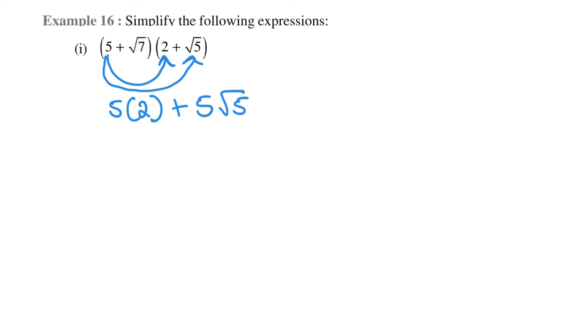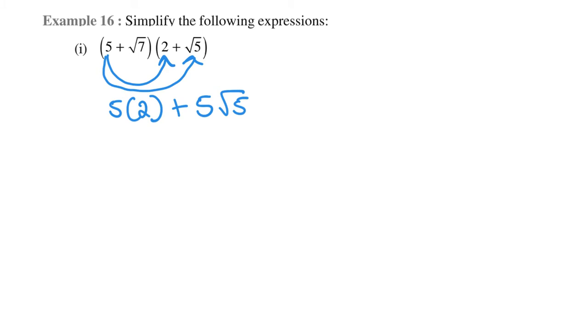Simplify the following expressions. 5 plus root 7 multiplied with 2 plus root 5. In your lower grades, you have learned distributive property. You take each term of one bracket, multiply with every single term of the second bracket. Let's look at how it goes. So 5 times 2, let's write down that step, plus, then we will multiply 5 times root 5, which is 5 root 5. Then we continue.